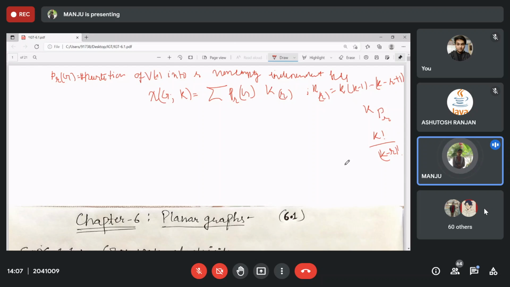Or you can also represent it by kCr into r factorial, the binomial coefficient into r factorial, right? So anything you can find over here. Don't get confused whether it is given in one form or another. This is the permutation, this is the combination, and you may also find the binomial coefficient form.